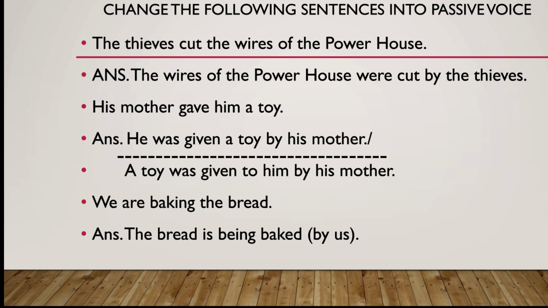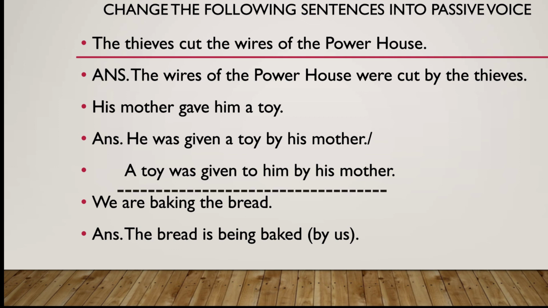And what if we take the direct object as the subject of the passive voice? A toy is the direct object, and if we take this word as the subject of the passive voice, then it will be read like this. A toy was given to him by his mother. Then before the indirect object, we need to use preposition. Here in this case, the preposition to.